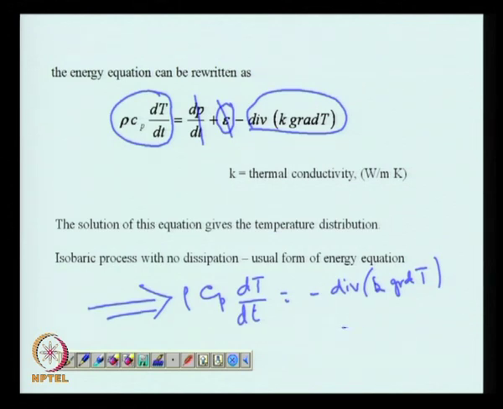If it is a system with generation of heat, then this Q dot would denote the amount of heat which is generated per unit volume of the system.